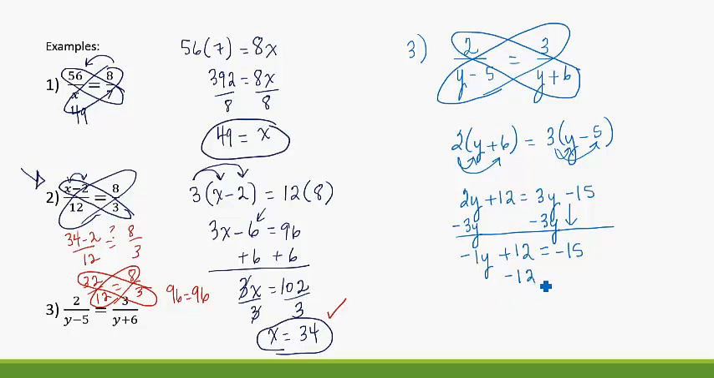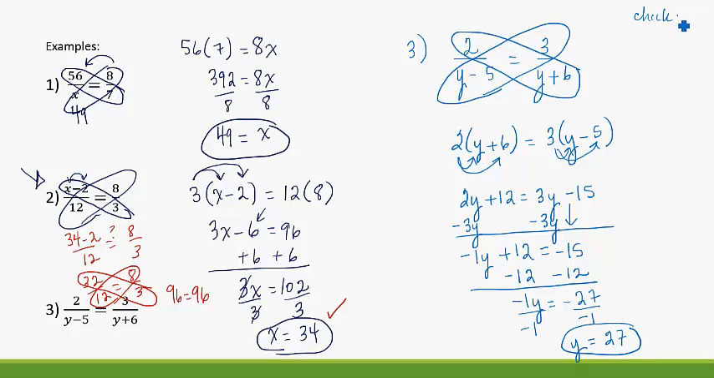I'm going to subtract 12 from both sides because I'm performing the opposite, or inverse, operation, and I'm left with negative 1y equals negative 27. And then divide by negative 1, because you're solving for y, not for a negative y, and that gives you a positive 27.